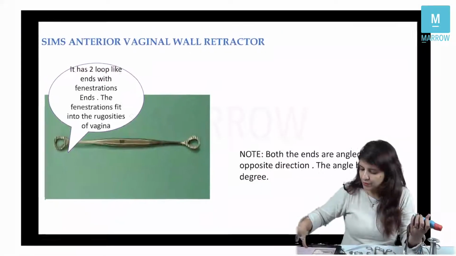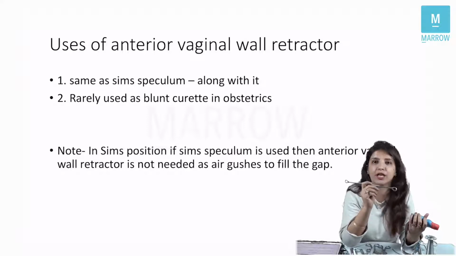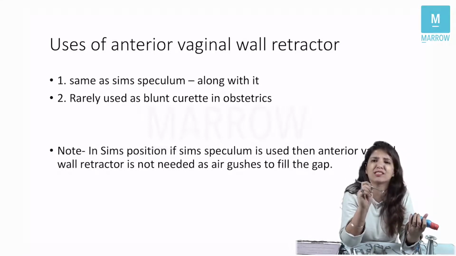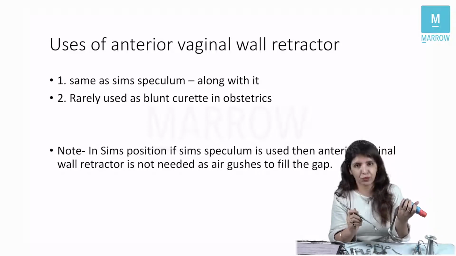Sims speculum is going to retract the posterior vaginal wall, and the Sims anterior vaginal wall retractor, or the AV retractor, will retract the anterior wall of the vagina, right? Now, apart from being used as the anterior vaginal wall retractor, rarely you can also use it as a blunt curette in OBS, but that's only for final year students, if the examiner is bent upon asking you what the other use is, right?